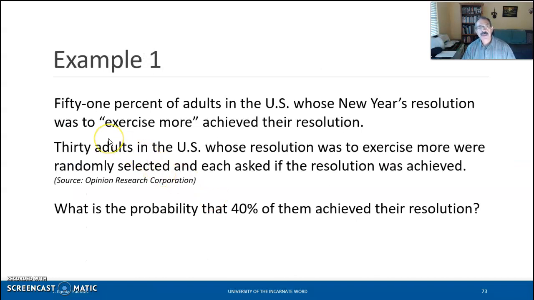All right, in this first example, we have 51% of adults in the US whose New Year's resolution was to exercise more achieve the resolution. In this particular example, 30 adults in the US whose resolution was to exercise more were randomly selected, and each asked if the resolution was achieved. So the question is, what is the probability that 40% of these 30 people achieved the resolution? All right, let's follow our procedure and see how to solve this problem.